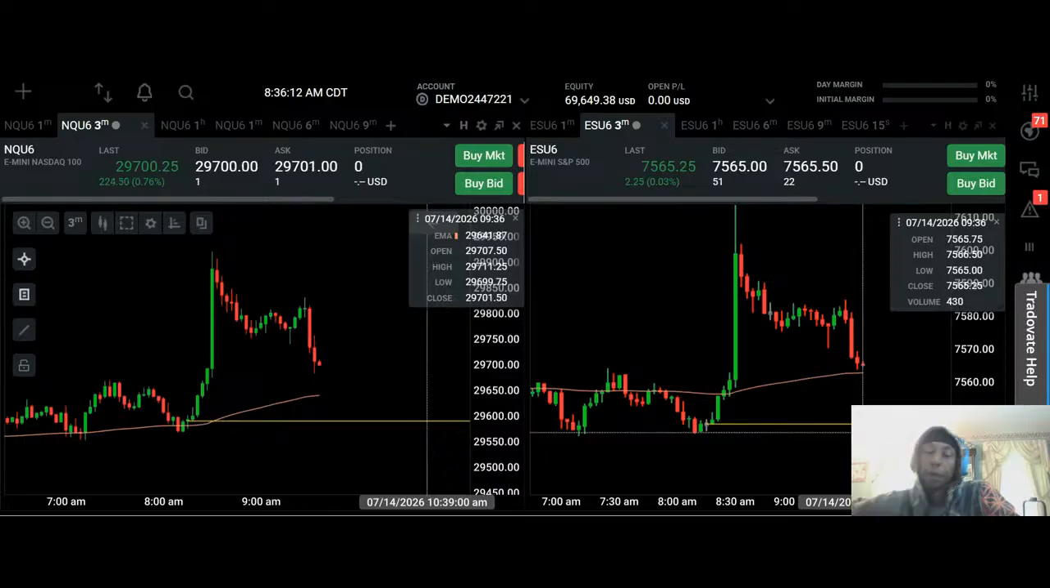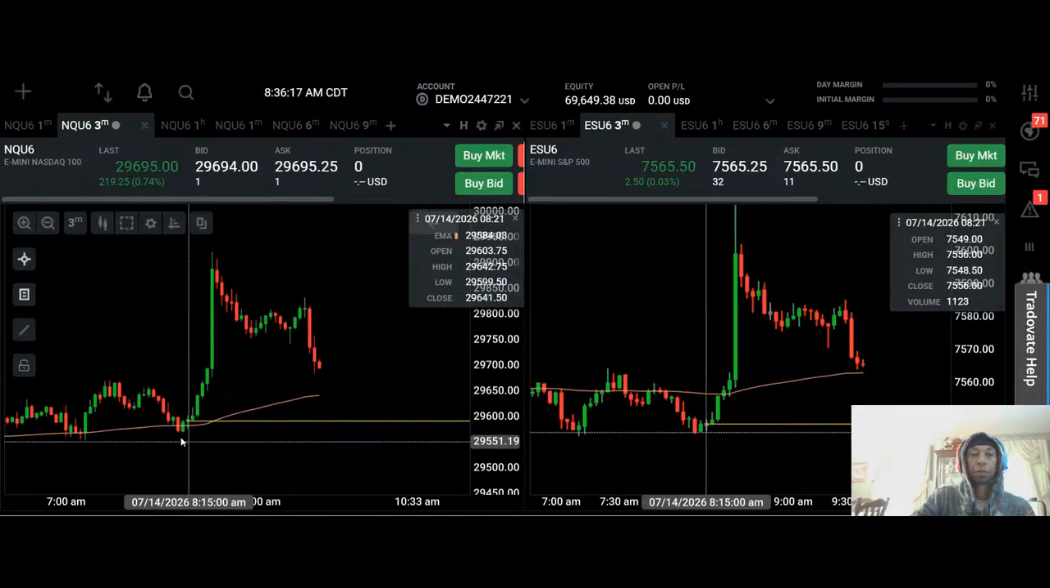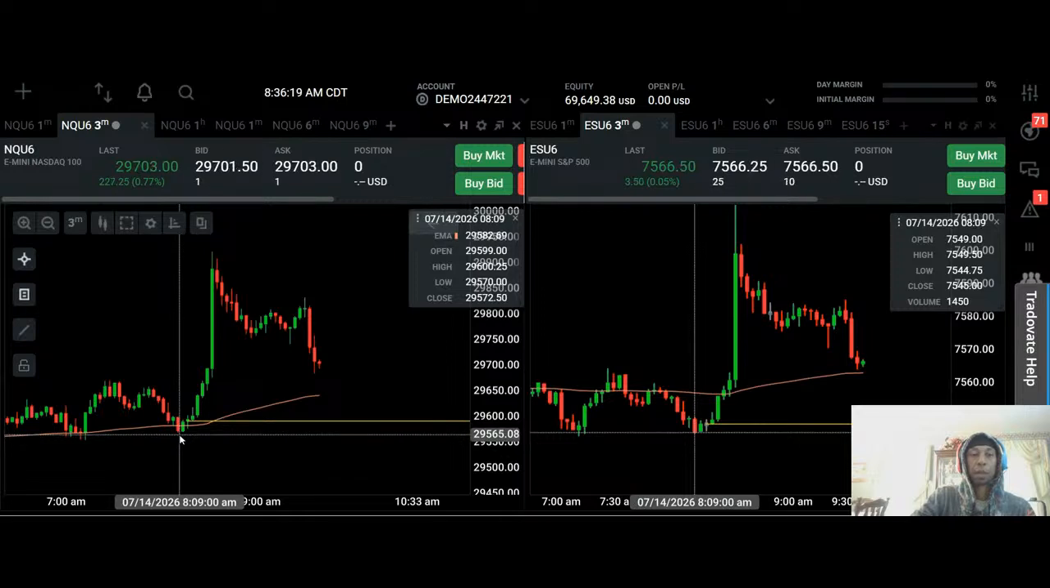So we got it. Be coming down to sweep the 7:30 lows, I'm sure, and the 8, of course, the 8. Perfect. It's perfect.